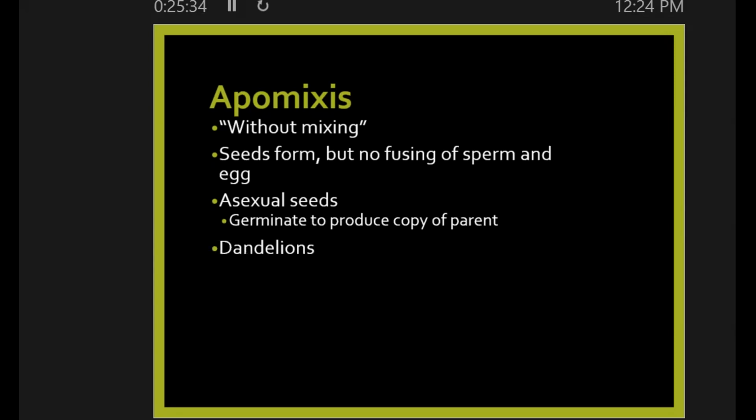And dandelions are known to do that fairly frequently. So they know it happens naturally, and dandelions are getting studied for that. By the way, dandelions are super useful.